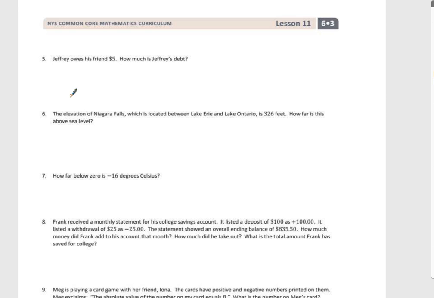Jeffrey owes his friend $5. How much is Jeffrey's debt? Absolute value, he owes, so it's negative 5, which is just positive 5. So Jeffrey has a debt of $5.